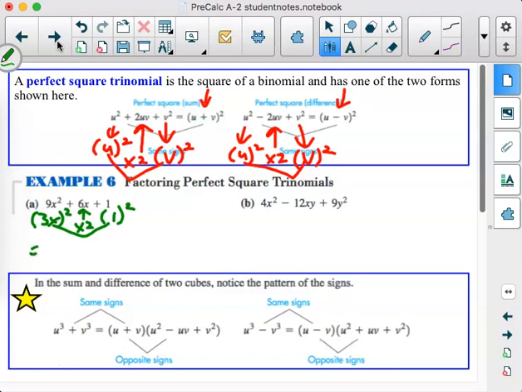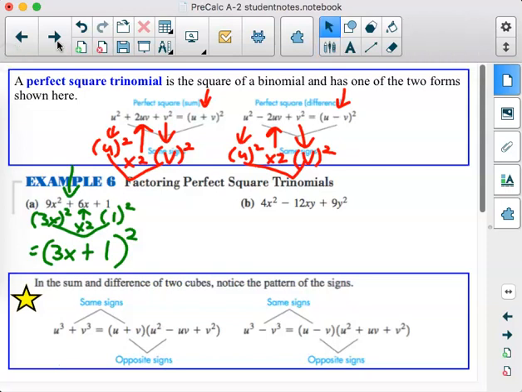So I can write this as one binomial squared. And I already know what has to go in the front and the back. That's the 3x and the 1. All I have to do to figure out whether or not it's plus or minus is to look right here between those first two terms. So this would be a plus. For B, again, I start thinking greatest common monomial factor, 4, 12, and 9. Oh, rats, I can't take anything out, but wait a second. This is 2x squared, and this is 3y squared.